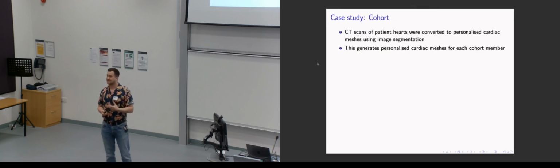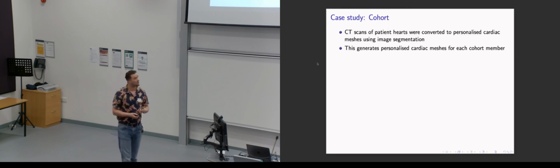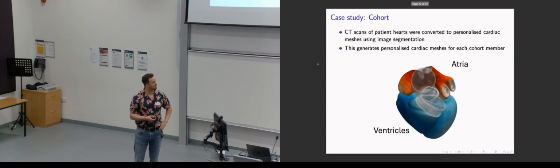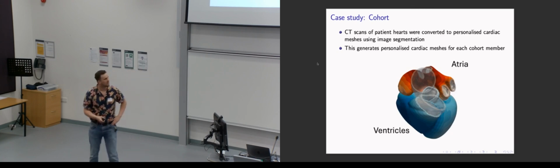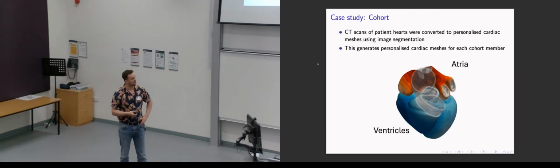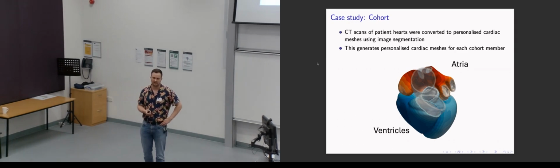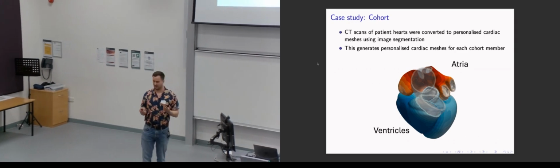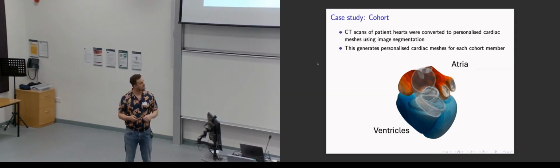The CT scans were taken for each patient and then converted to these personalized cardiac meshes using an image segmentation process. This generates personal cardiac meshes for each cohort member. This is cohort member 2. I've labeled the atria and ventricles, which are the top and bottom bits of the heart, because they're going to be important later.